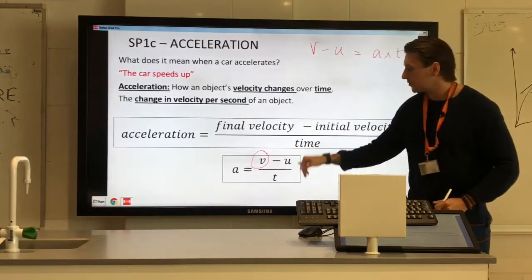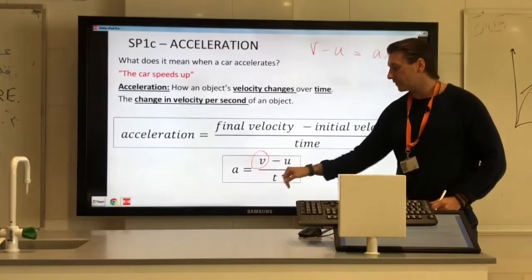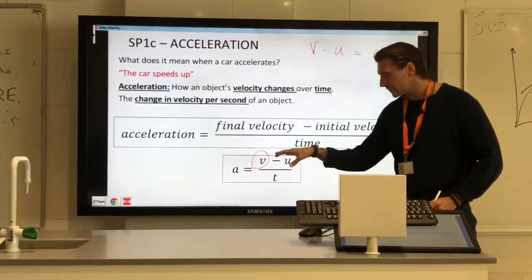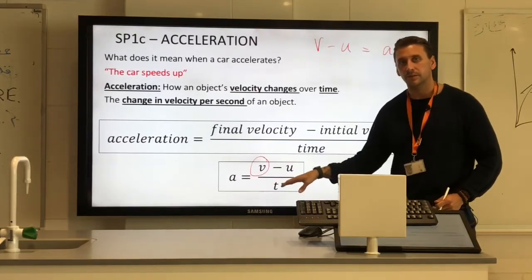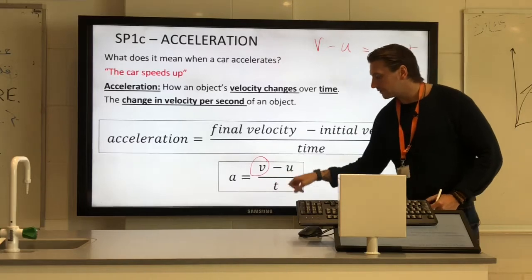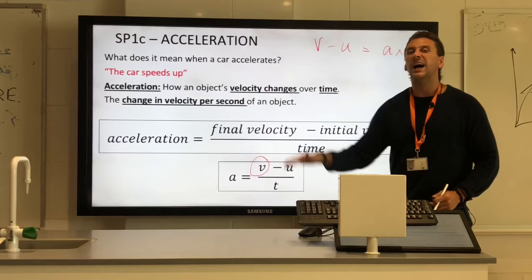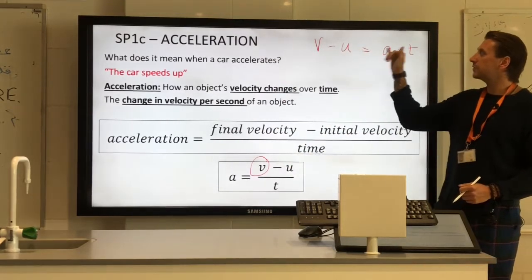So we had V minus U divided by T equals A, but I'm looking for V, so the first thing I'm going to move, I can't move the minus U yet because it's on the numerator, it's on the top of a fraction. I need to get rid of the denominator, the bottom of the fraction, first. So to get rid of this T to the other side of the equation, because it's divided by T, I multiply by T, so A times T. So V minus U equals A times T.